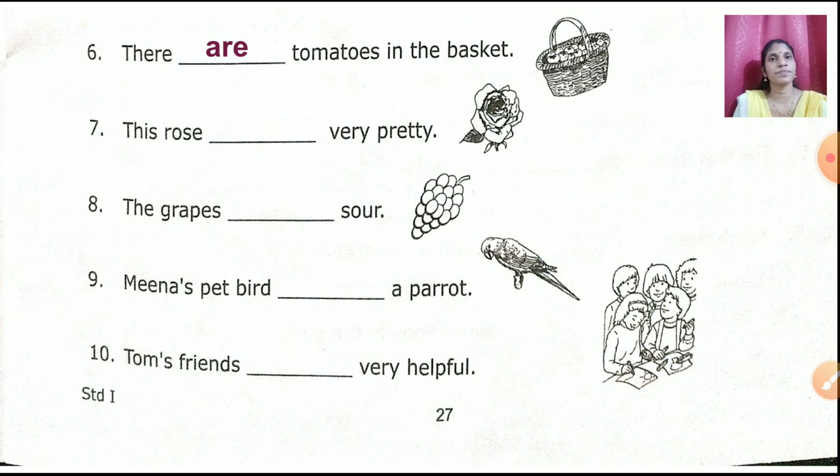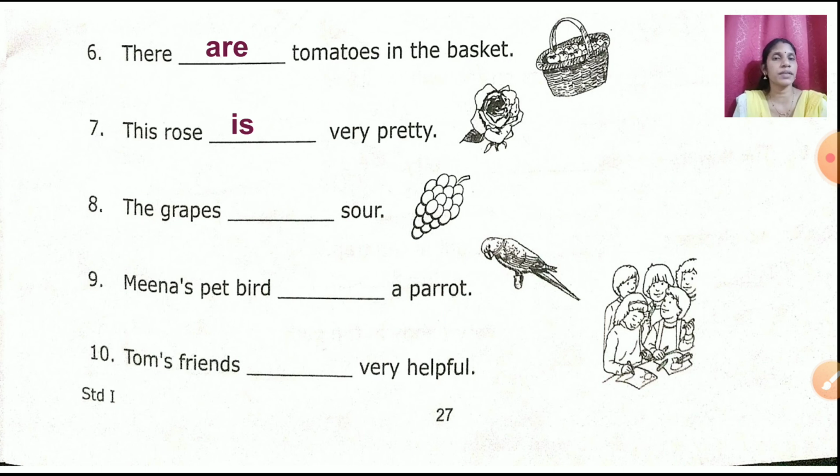Now the seventh one. This rose dash very pretty. So here you can see only one rose is there, isn't it? How many roses are there? Only one. So when we are talking about one rose, that means what? Is. This rose is very pretty.